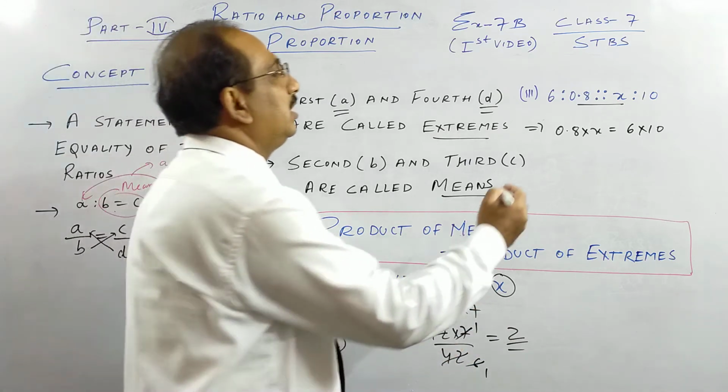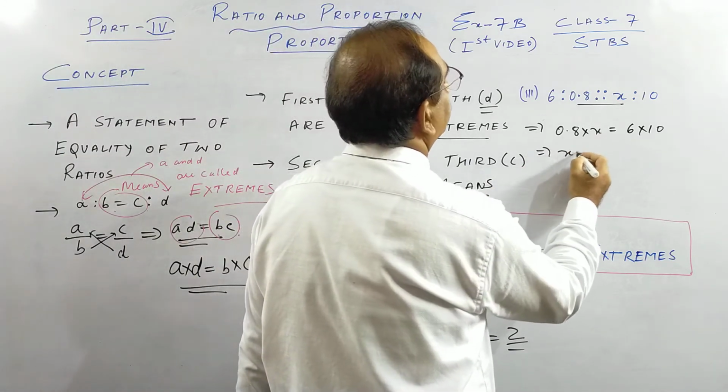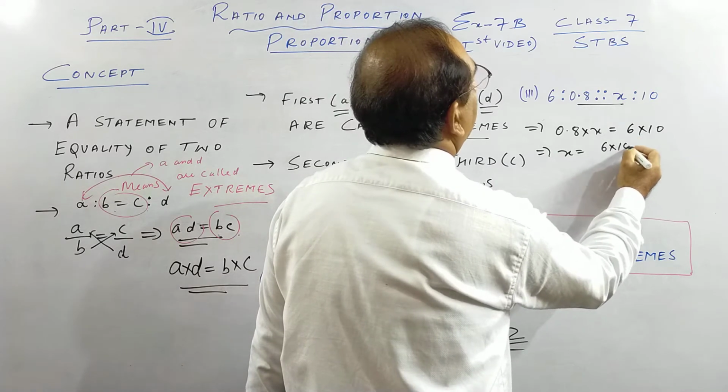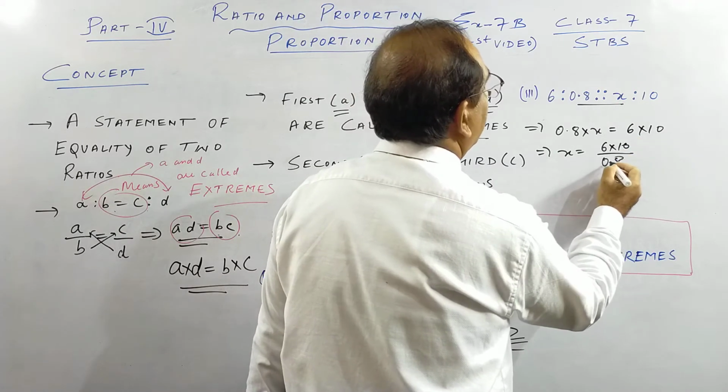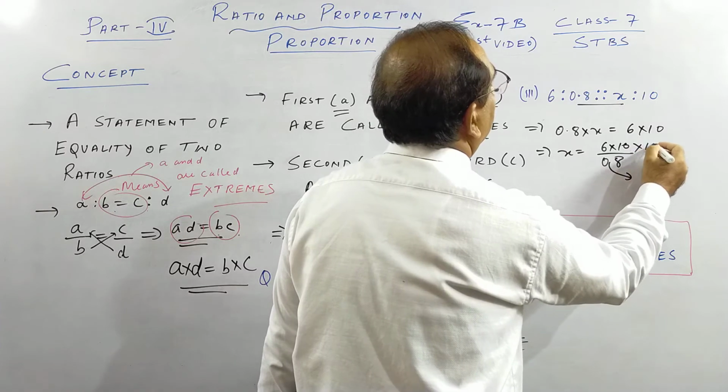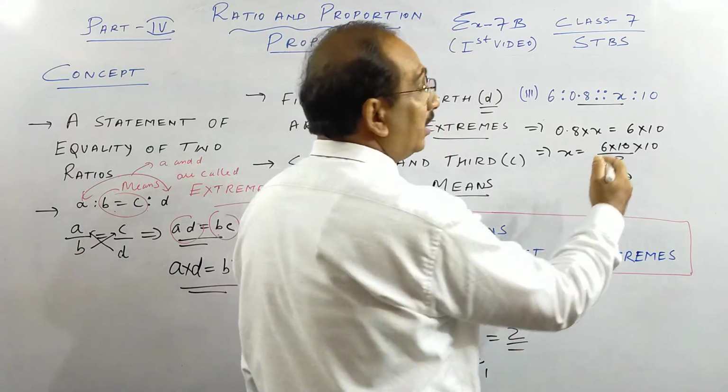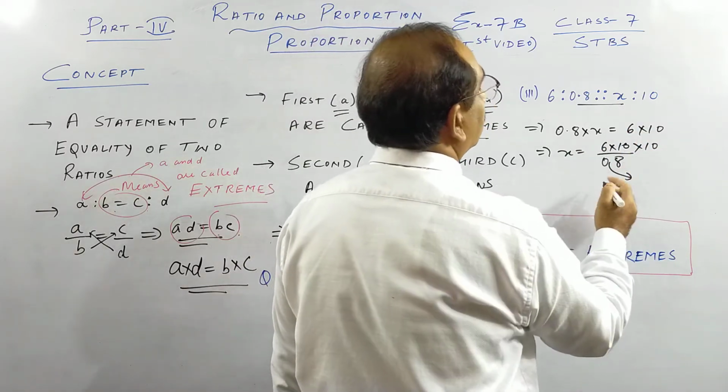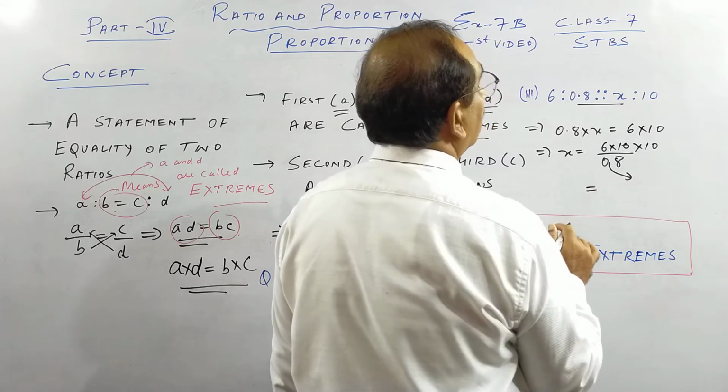Okay, here if you see, you leave X here, 6 into 10 by 0.8, and when this point is removed, children, 10 goes up, 2 decimal places, 100 goes up. So now you can cancel.